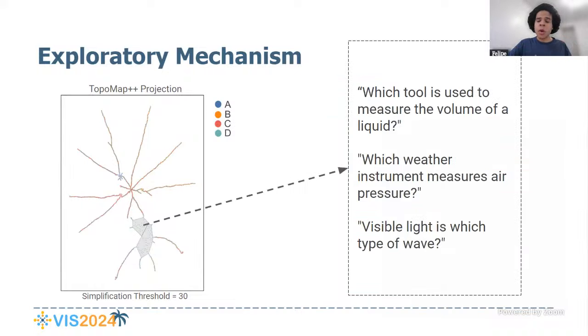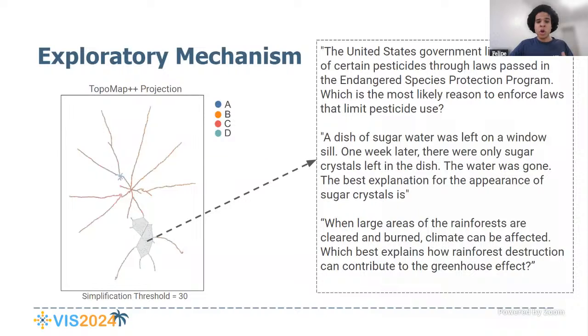By inspecting the questions in each group, we notice that one group had straightforward questions focused on practical knowledge and basic science, like which weather instrument measures air pressure. And the second group covers a broad range of scientific topics with more detailed questions across multiple branches of science. Thus, by varying the simplification threshold and iteratively exploring the projections through the tree map, one can analyze the data at multiple scales.